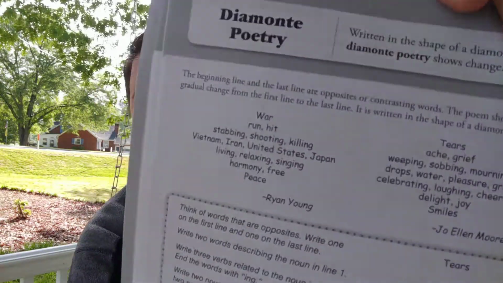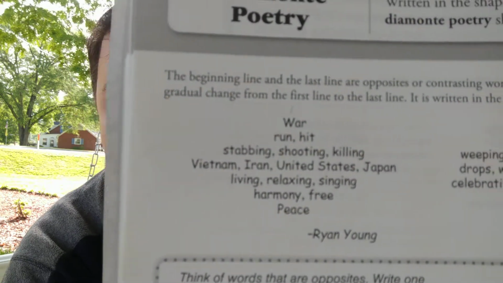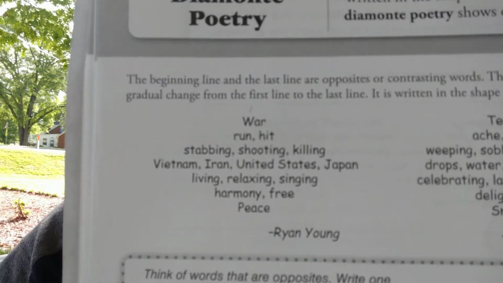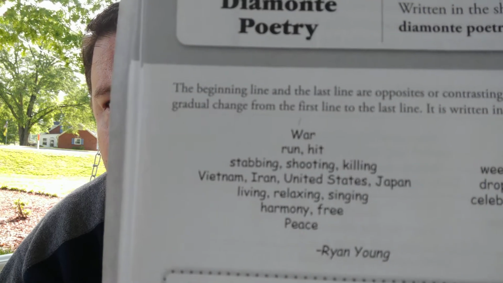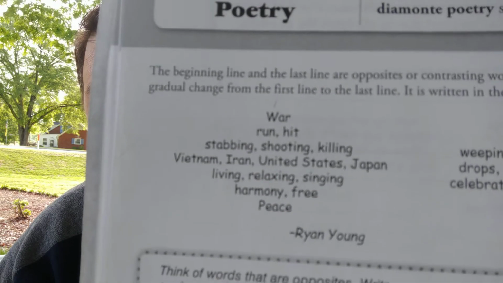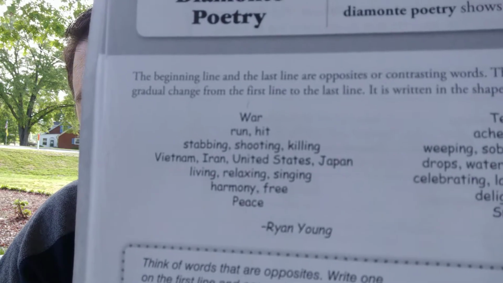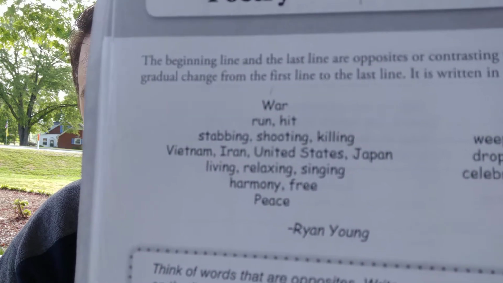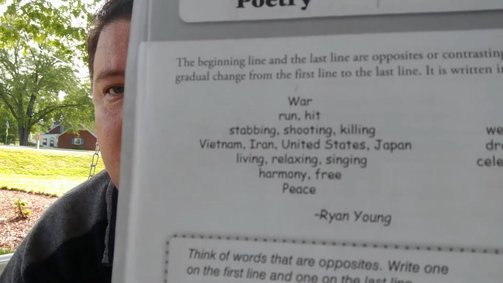So that as you read the poem, you begin with, and let me just do the war and peace one that's here, and I'll show it to you here so that you can kind of see, if it zooms in there. It starts with war, and then it says run, hit, and then it says stabbing, shooting, killing, and then it says Vietnam, Iran. Those all relate to the war piece. And then you have United States, Japan, living, relaxing, singing, harmony, free, peace. And this was written by Ryan Young.